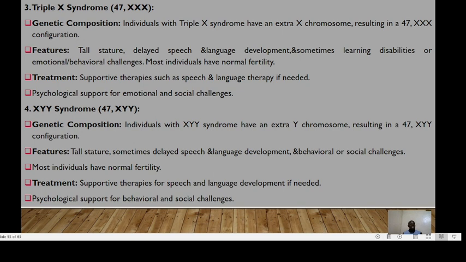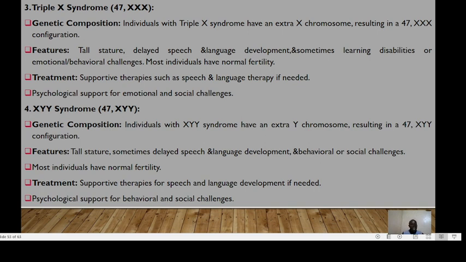The third condition is triple X syndrome, where now these patients have an extra X chromosome, making it 47. They will also present with tall stature like the Klinefelter syndrome. They'll have delayed speech and language development, sometimes learning difficulties or emotional and behavioral challenges. Most individuals have normal fertility. Treatment will be supportive therapy such as speech and language if needed. The psychological support for emotional and social challenges is vital.